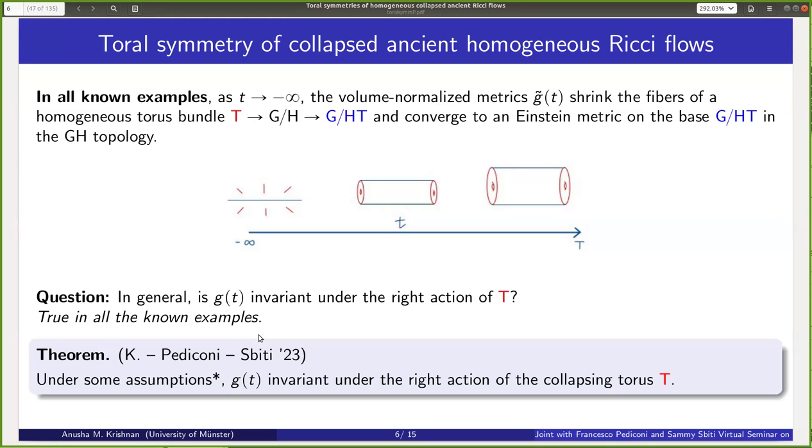And the theorem I want to talk about today is what we prove: under certain assumptions, the answer to this question is yes, the metric is invariant as well under the right action of the collapsing torus. Okay, so this is the main theorem for today. In the remainder of the talk, I want to explain what these assumptions are. There is one geometric assumption and one algebraic assumption. I will explain what those assumptions are and why we need them, and then say some words about the proof of the theorem. Okay, so let me proceed.